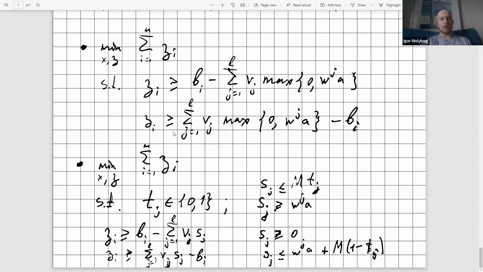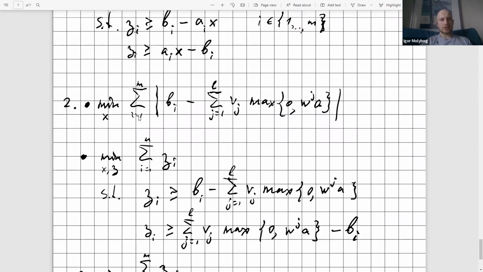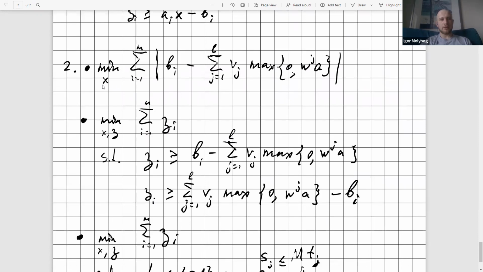We need to minimize. So essentially we are doing the same thing as we were doing over here. In the second part, we first formulate the objective. It's minimization of summation over absolute values of the residual. The residual is equal to bi minus the function of a, right? The summation over j from 1 to l, vj maximum 0 and wja. So this is our new objective function. We need to linearize it.